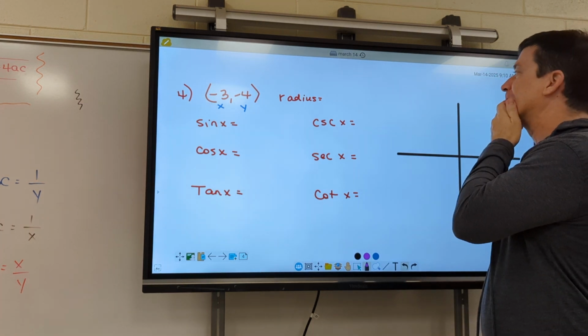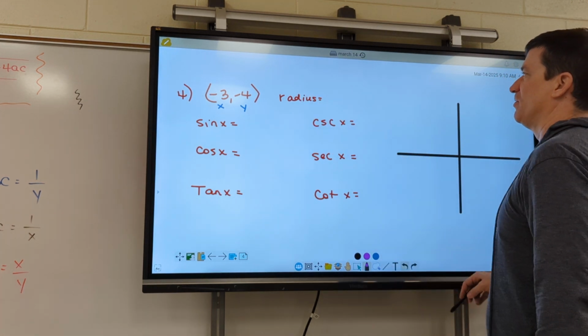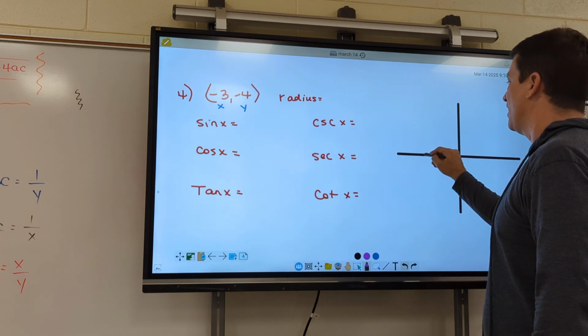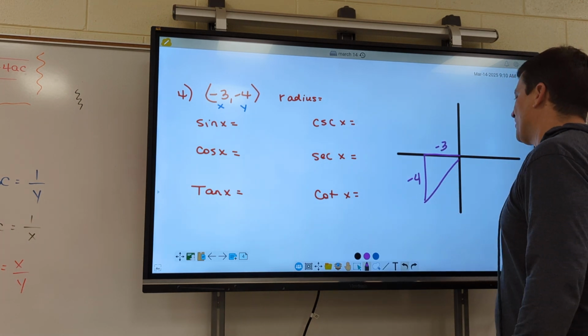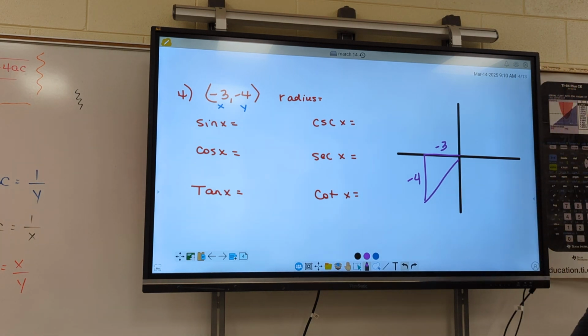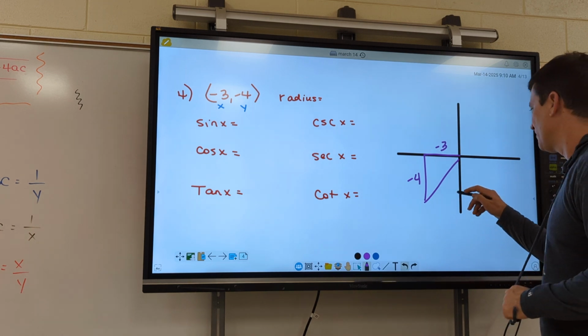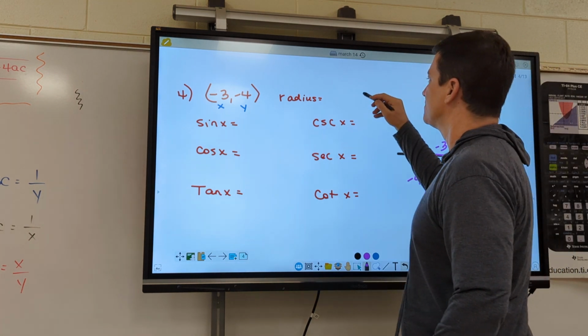No. All right. So if you drew a triangle on this one, you'd do -3 there and -4 there. Your triangle would be down here. All right. So Gavin, what do we type in our calculator to find our radius? 3 squared plus 4 squared. What is it? 25. What's the square root of 25? 5. So our radius is 5.